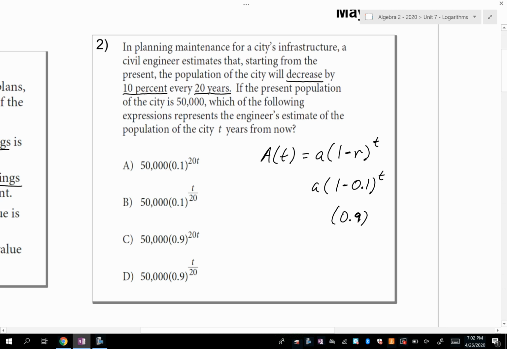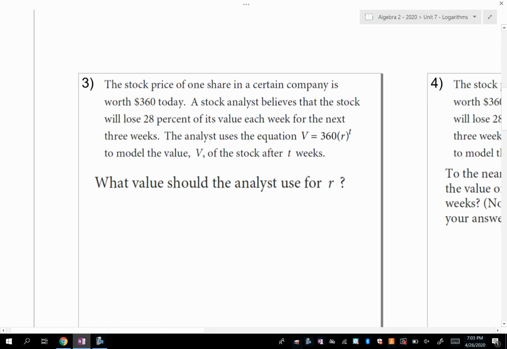So before I even go any further in the problem, I'm going to cross out B and A because those don't have 0.9 for the inside of the parentheses. Now, the difference between C and D is what they do with that 20. Because they're talking about decreasing 10% every 20 years, that's over the life of the 20 years. You're going to actually think of this as dividing it over that time. So that's why it's going to be division, or D, for the answer for this one. All right, number three.